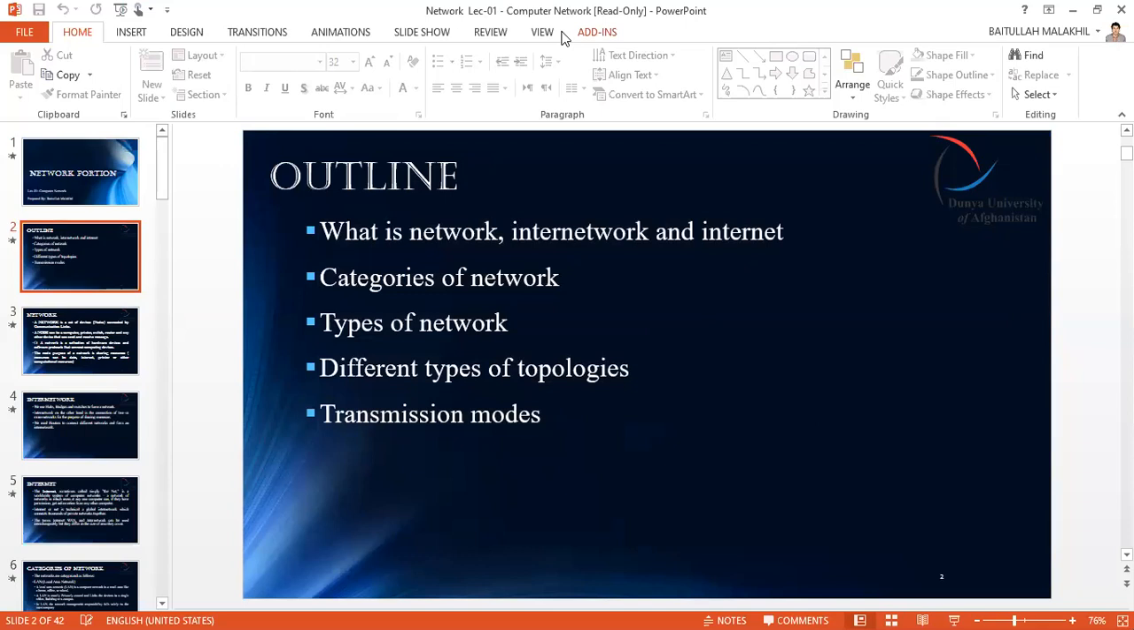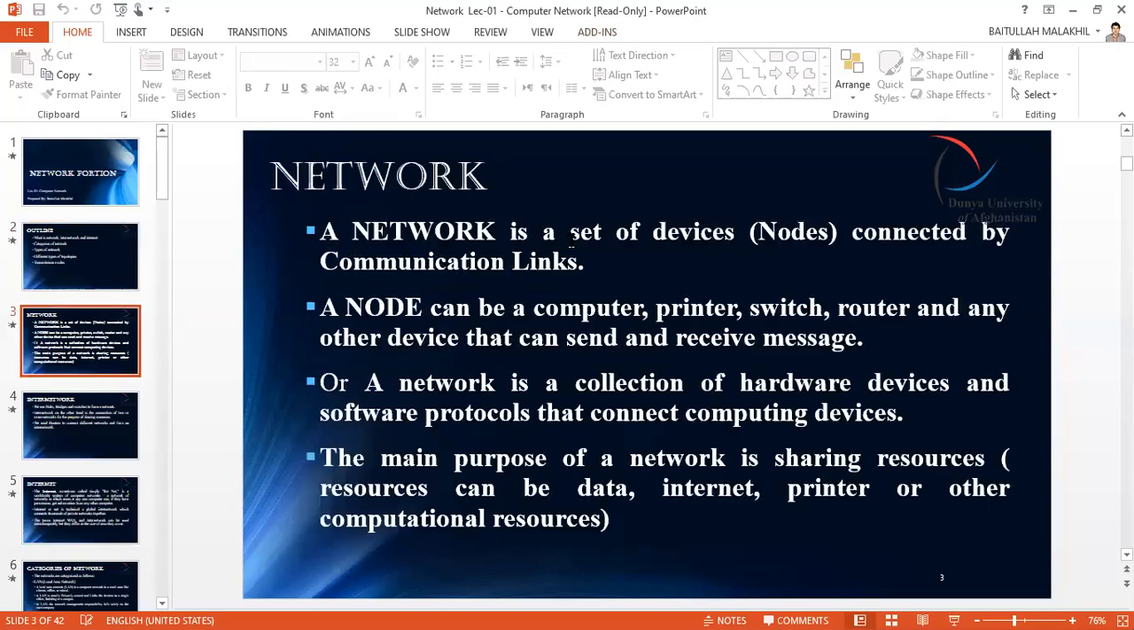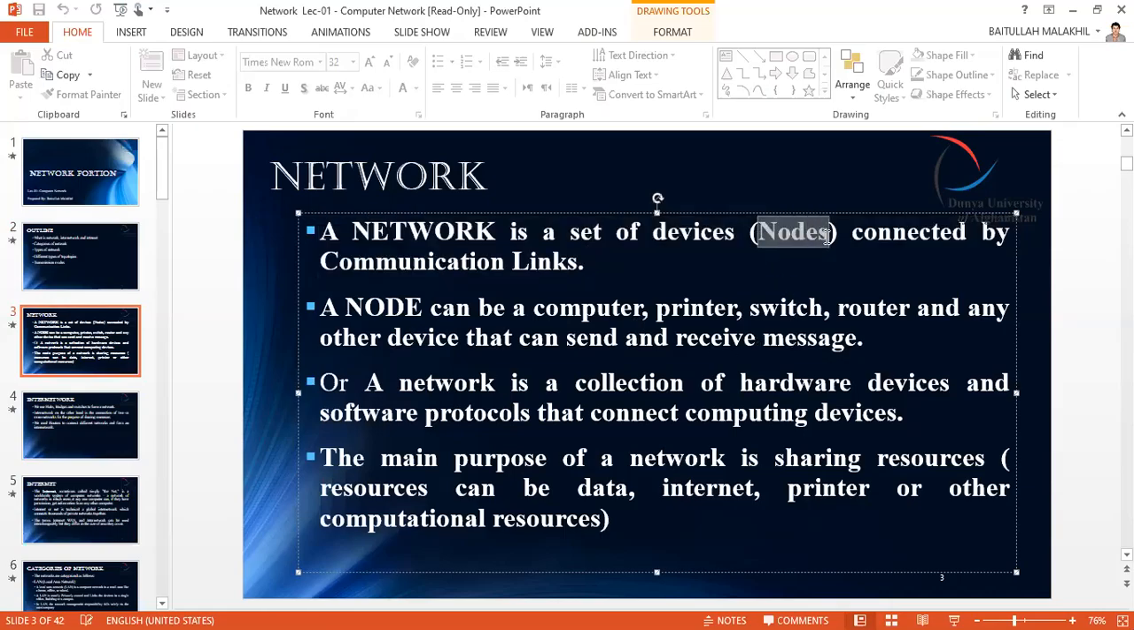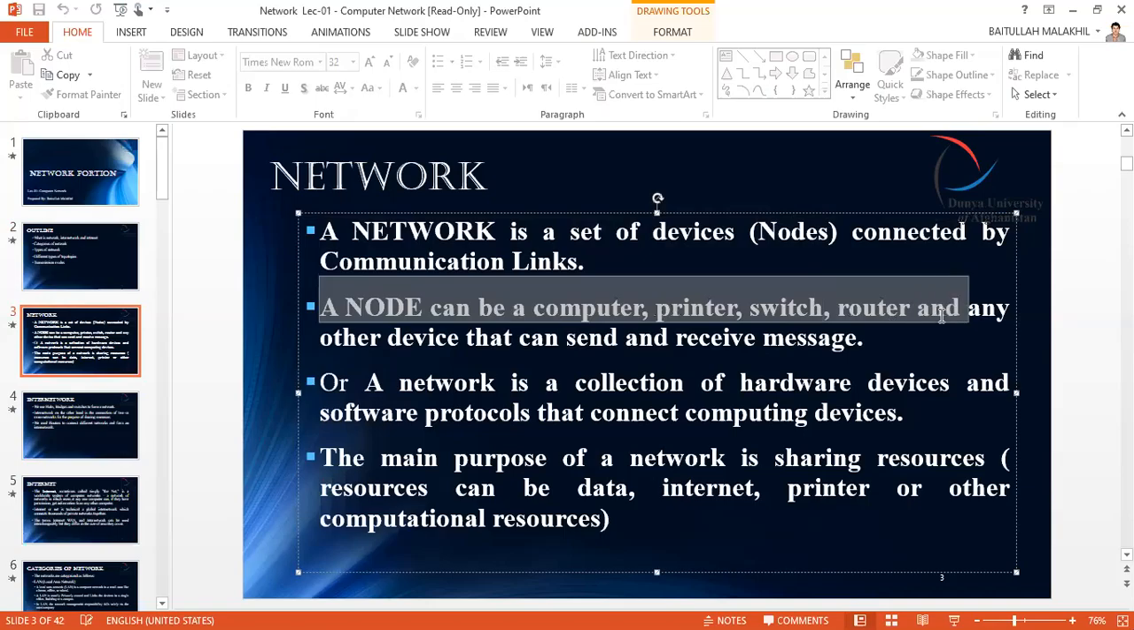So now, network. A network is a set of devices or nodes connected by communication media or communication links. In the terminology of network, we can call the devices nodes. A node can be a computer. Over here it says a node can be a computer, a printer, a switch, a router, or any other device that can send and receive the message.